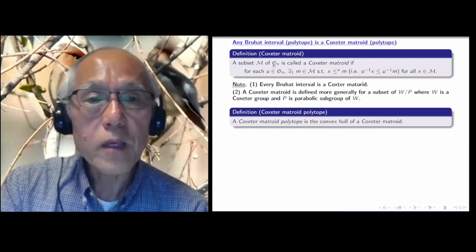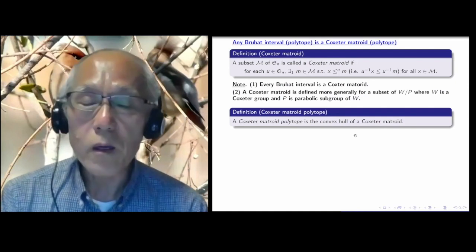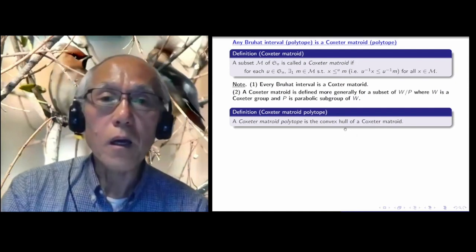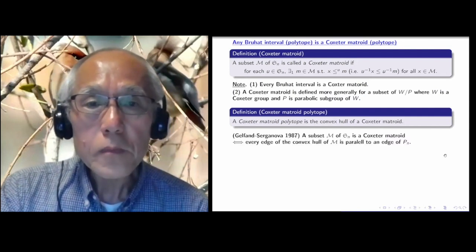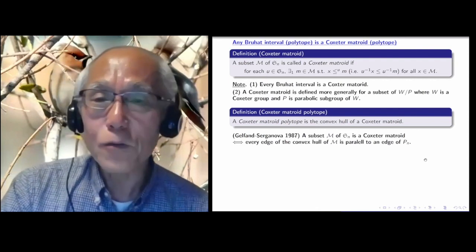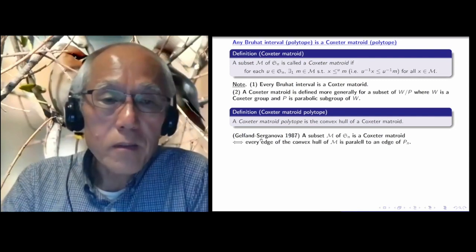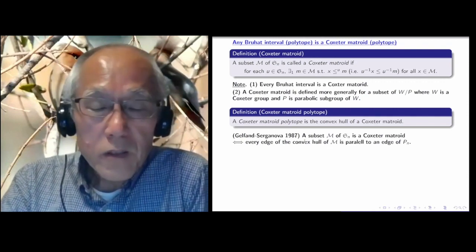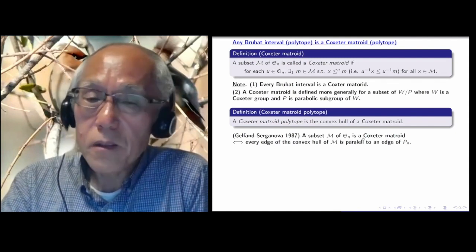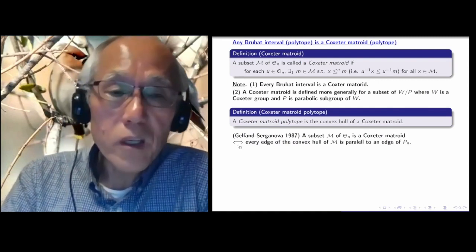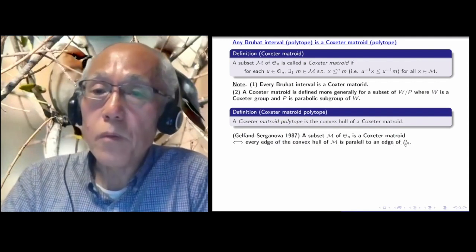If M is the entire set Sn, then it is a Coxeter matroid. So the permutohedron is a Coxeter matroid polytope, and the Bruhat interval polytope is also a Coxeter matroid polytope. This definition is not easy to understand, but there's a nice characterization of Coxeter matroid by Gelfand and Serganova. Their result is the following: a subset M of Sn is a Coxeter matroid if and only if every edge of the convex hull of M is parallel to an edge of the permutohedron.